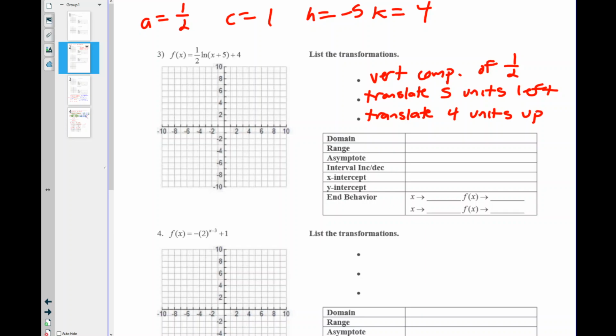All right. Let's go ahead and do the graph before we do anything else. We're going to have a vertical asymptote, because ln is a type of log, at -5.